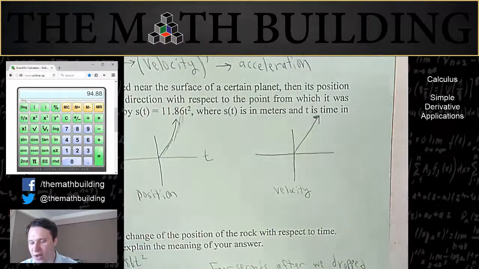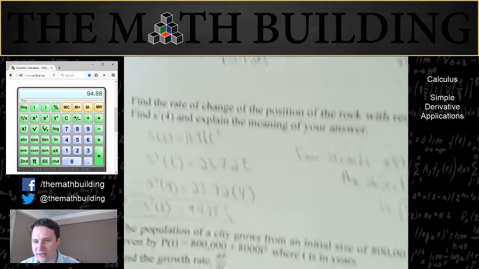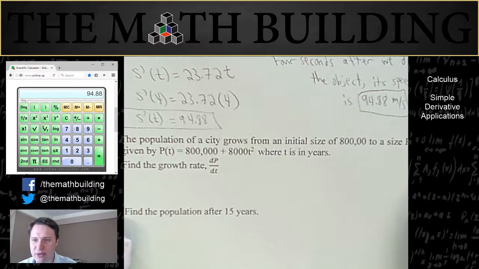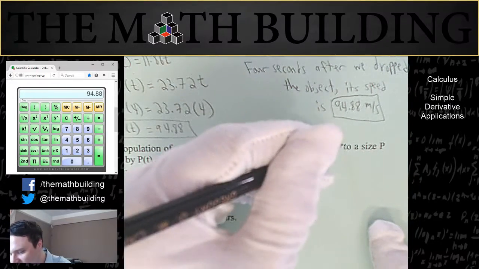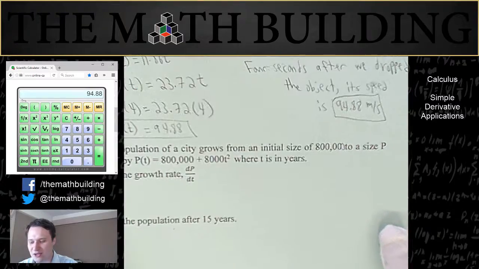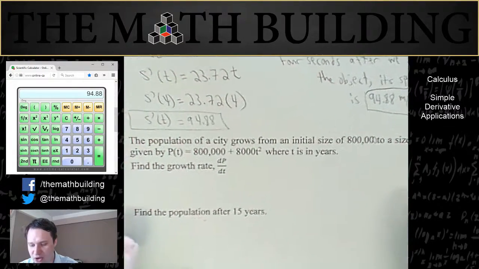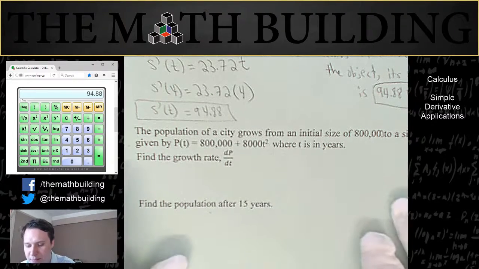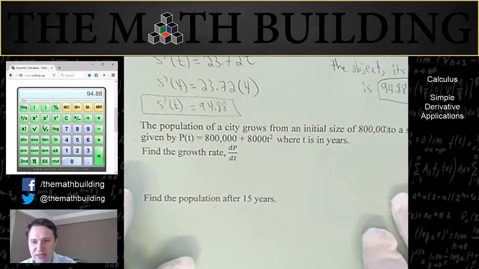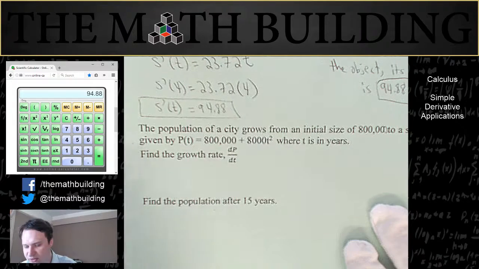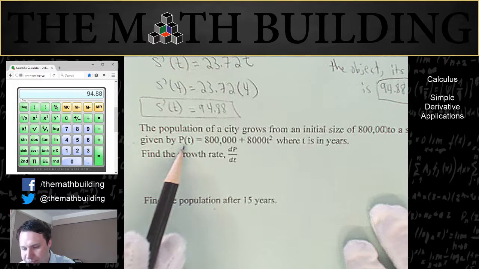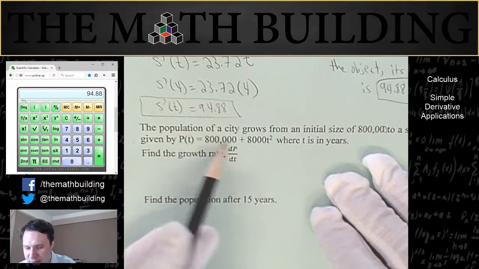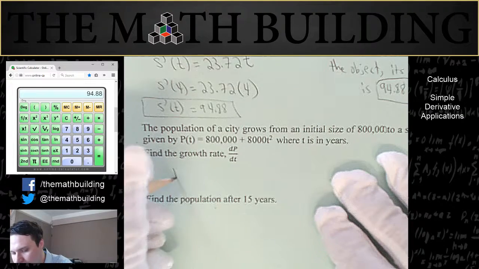By the way, well, let me not get too complicated yet. Let's look at this last example. The population of a city grows from an initial size of 800,000 to size p given the following function, where t is in years. So we can see we've got a function that's approximating the population of a town. First, let's find the growth rate. Okay, so let's do that. Here's the population of our town, and we see that the growth rate is actually going to be independent of this 800,000 number.